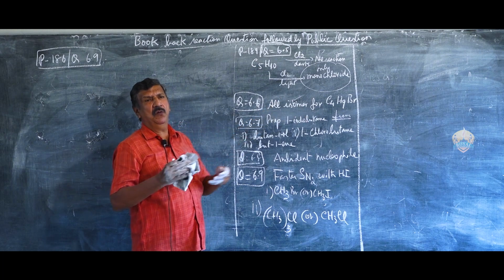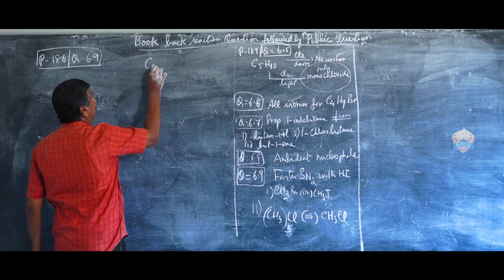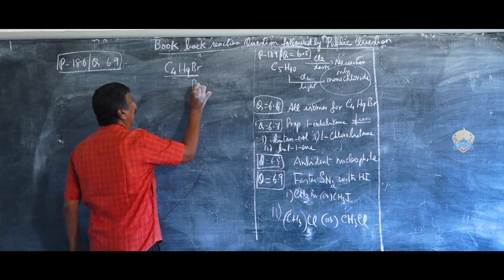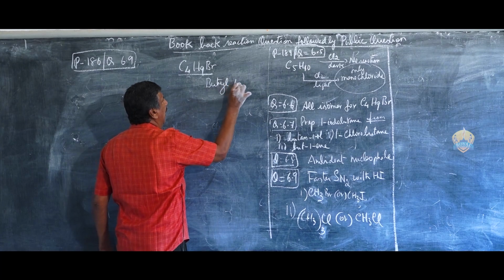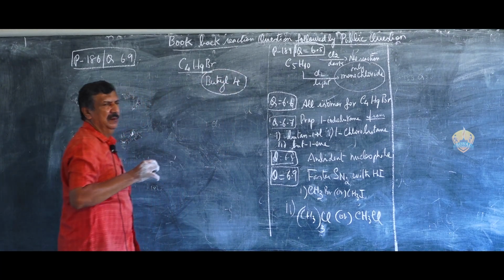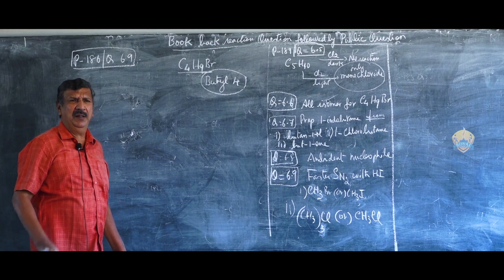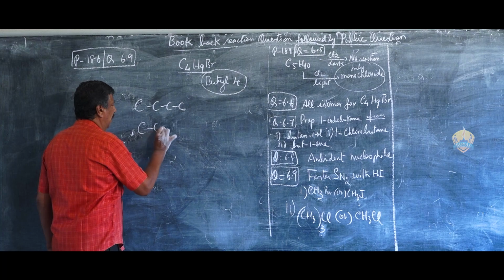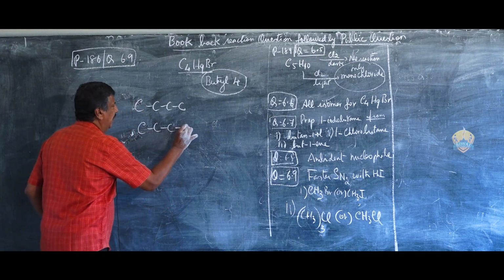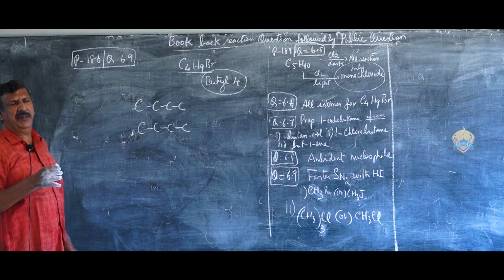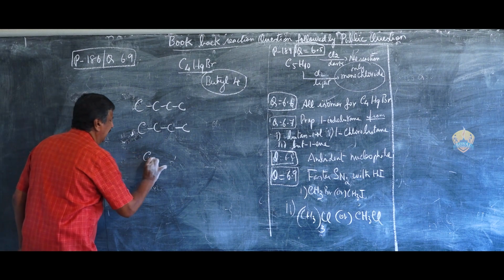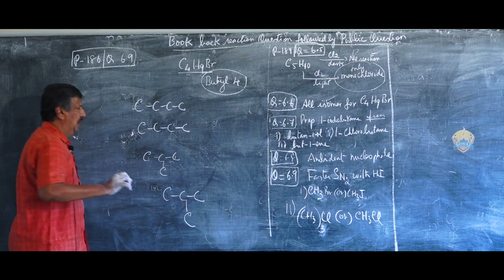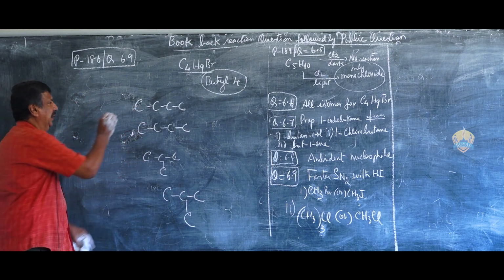C4H9Br. C4H9 means you should write butyl. In chemistry, you are having 4 butyls. How can we have 4 butyl? Very simple. You see, first write the straight carbon. Two types of straight carbon and two sets of branch carbon. Two sets of straight and two sets of branch.